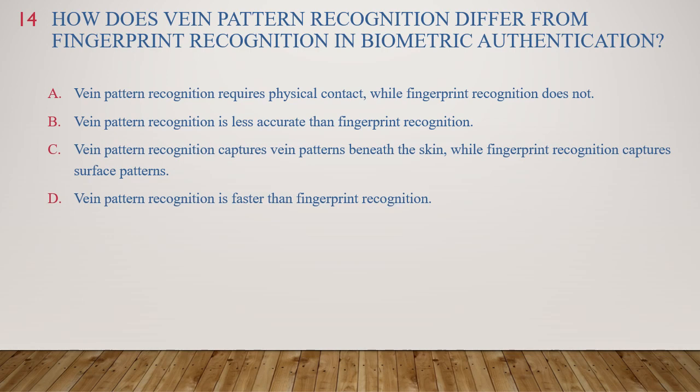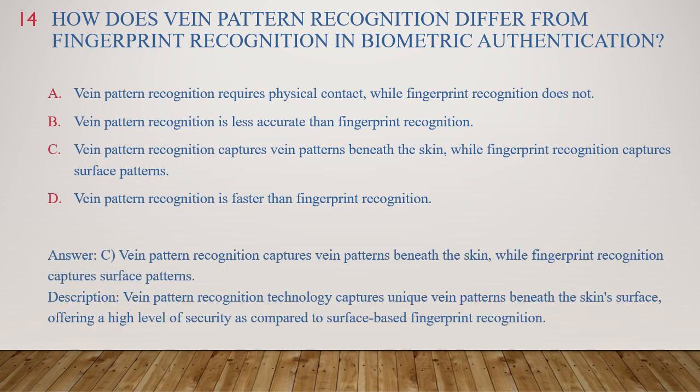A. Vein pattern recognition requires physical contact, while fingerprint recognition does not. B. Vein pattern recognition is less accurate than fingerprint recognition. C. Vein pattern recognition captures vein patterns beneath the skin, while fingerprint recognition captures surface patterns. D. Vein pattern recognition is faster than fingerprint recognition. The correct answer is C. Vein pattern recognition captures vein patterns beneath the skin, while fingerprint recognition captures surface patterns.